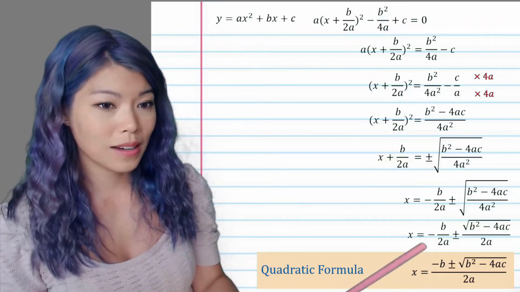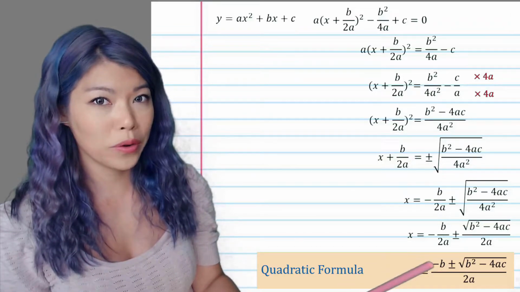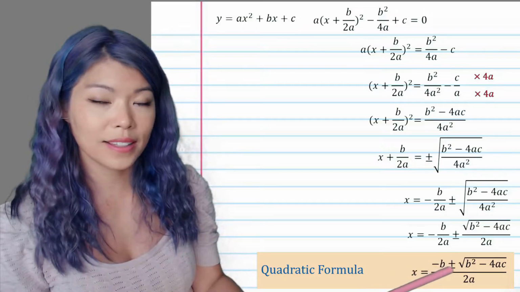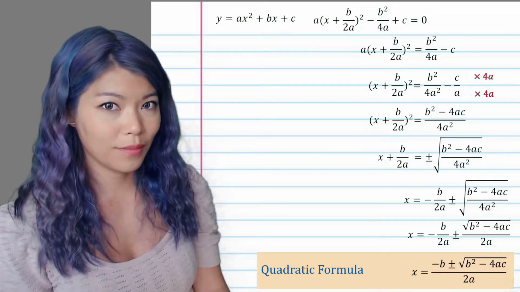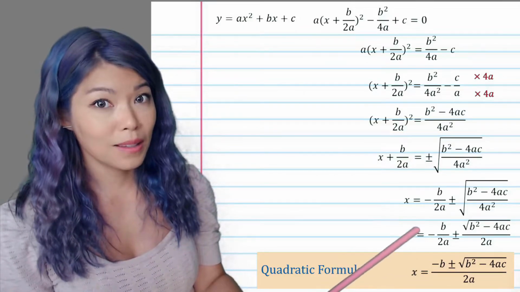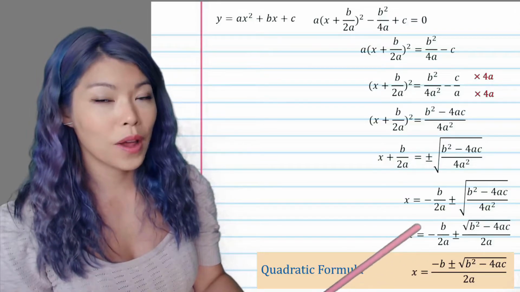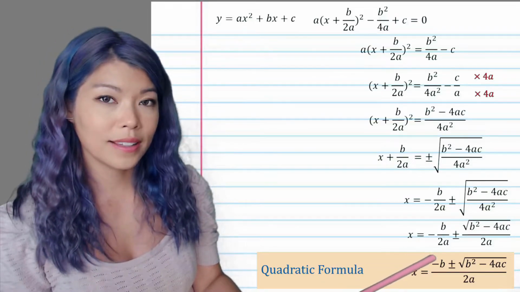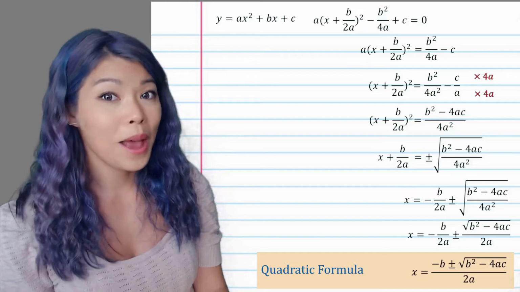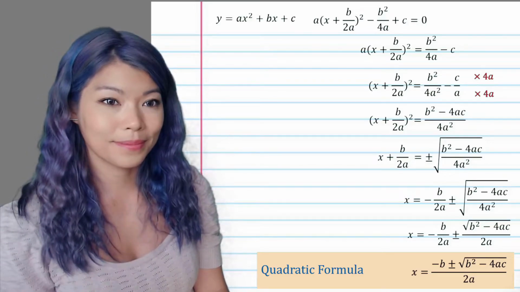Memorize it. Minus b plus or minus square root of b squared minus 4ac over 2a. Make sure you memorize it.